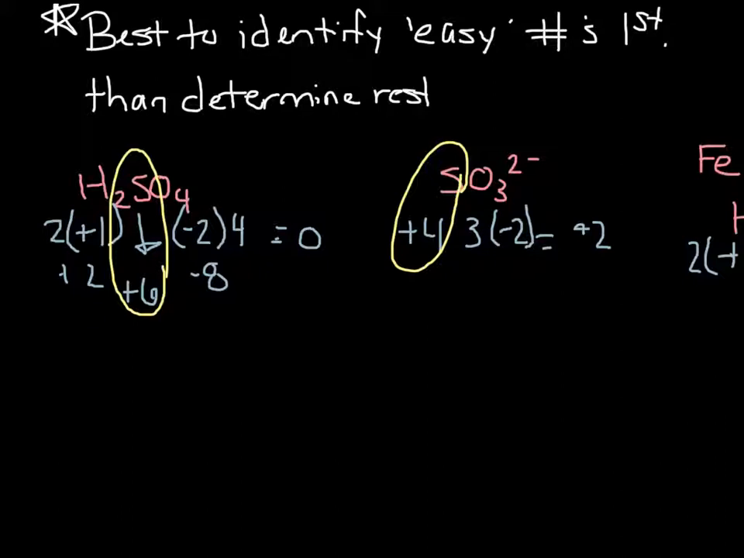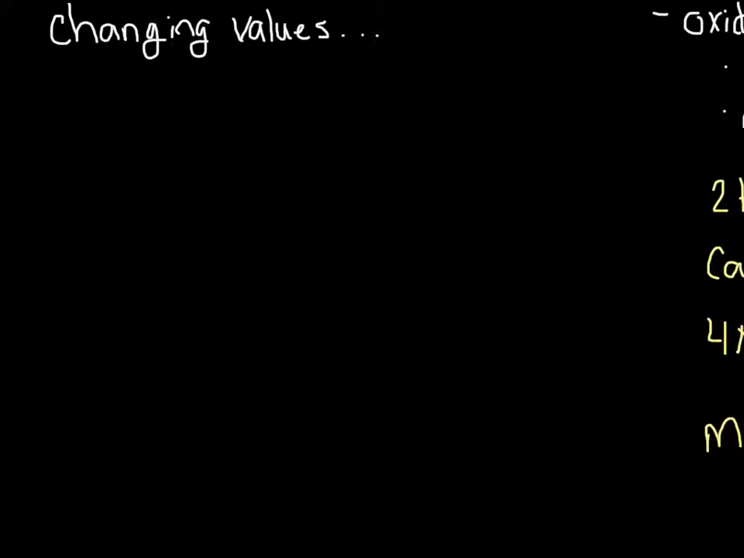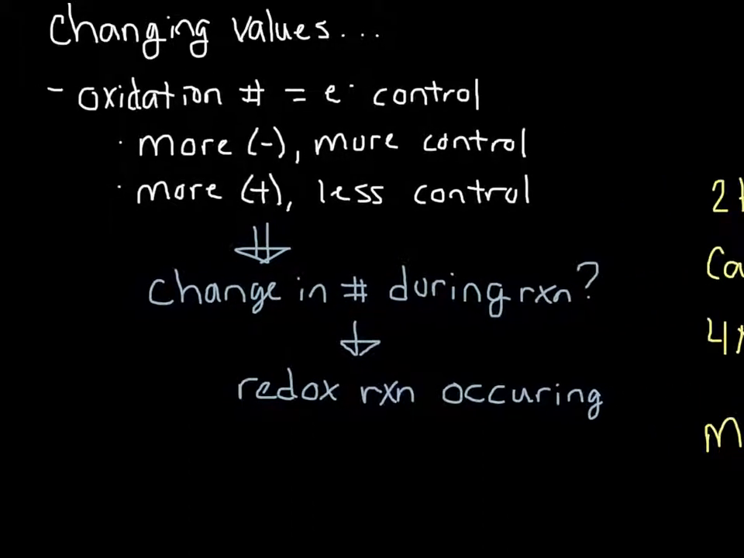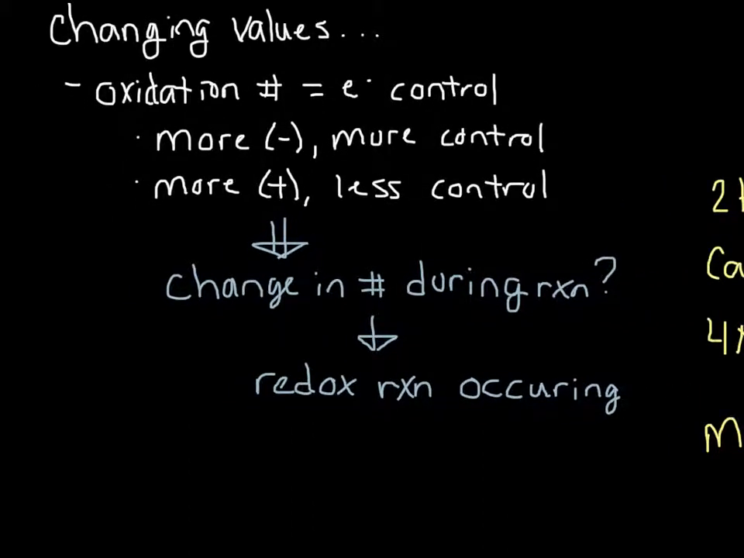What is control? Well, you go back and you look at the negative and positive values. All right, so who has those controls? Well, the oxidation number represents that electron control. So the more negative value you have, the more control you have. The more positive value you have, the less control you have.